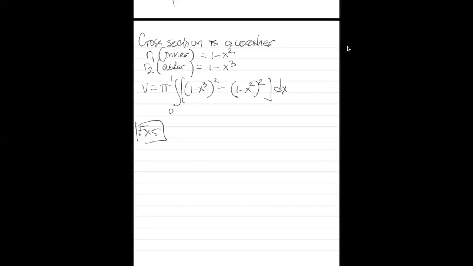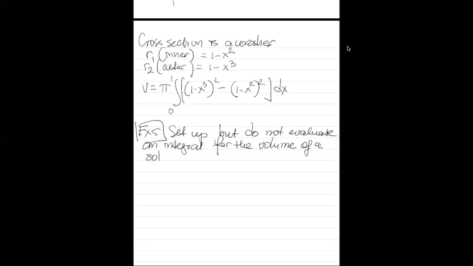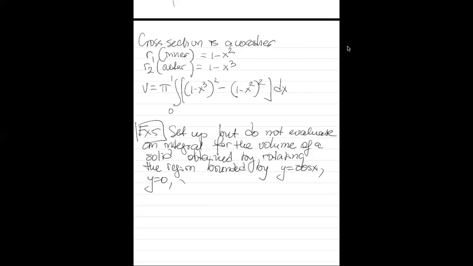Set up but do not evaluate an integral for the volume of a solid obtained by rotating the region bounded by y equals cosine x, y equals 0, x equals 3 pi over 2, x equals 5 pi over 2, about the y-axis.